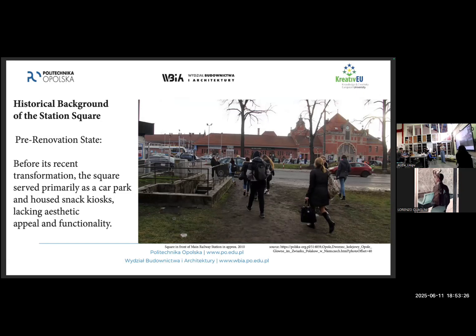This is a space of conflict of many different types of activities. We have people rushing to the train. We have taxis, where you want to get a taxi and go home. You have some small shops. So a lot of movement, a lot of people in a rush, but not really a friendly environment.